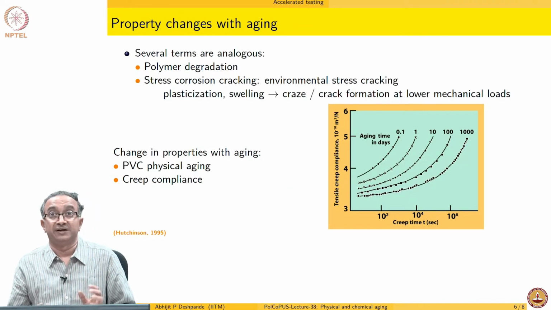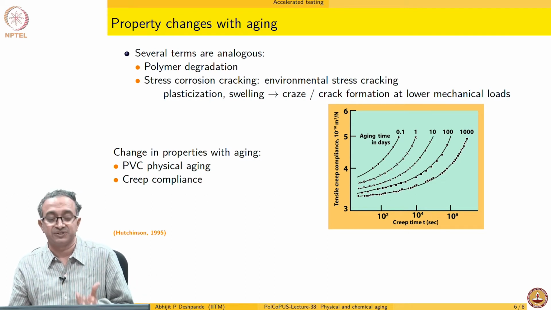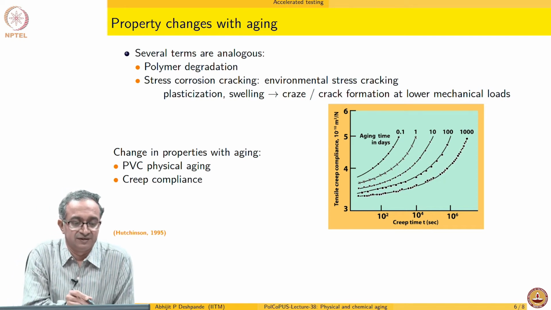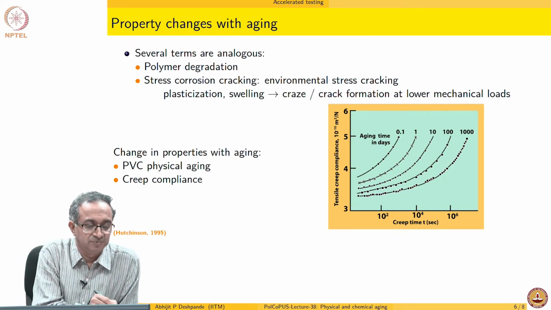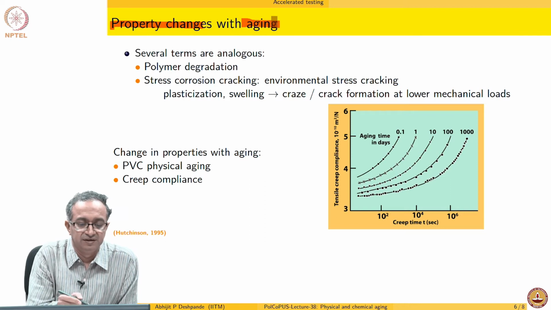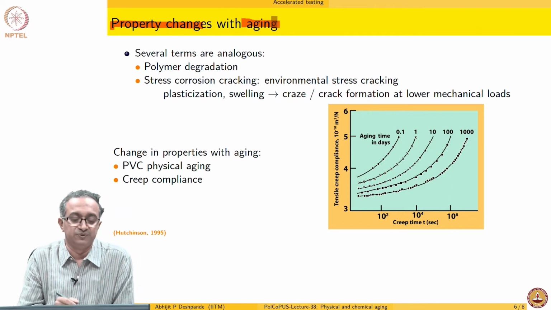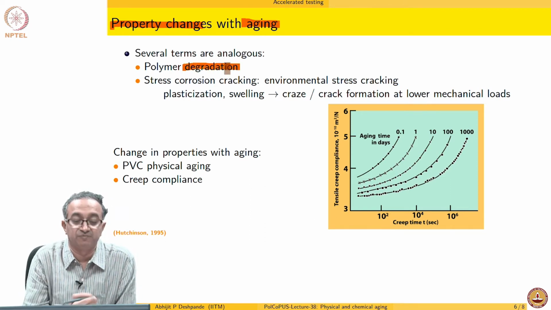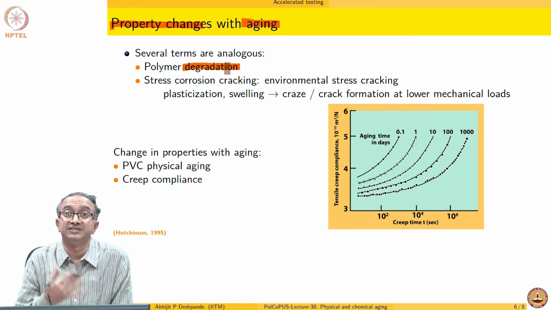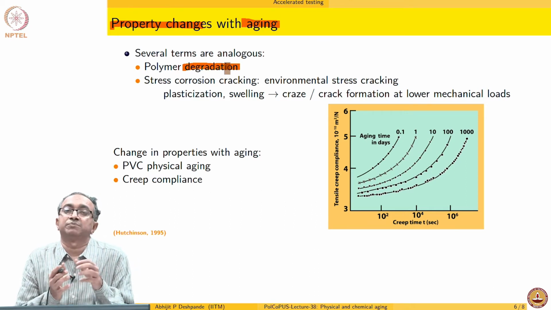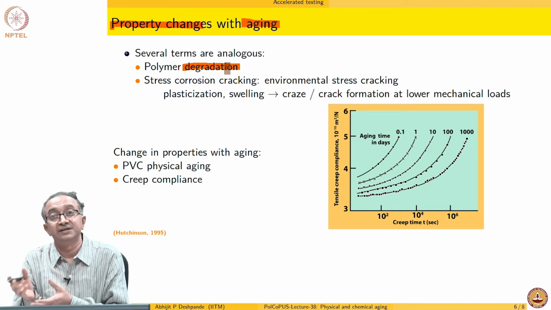So one other important feature of aging is, as we have said, that properties get affected because the underlying microstructure gets affected. And generally, when we discuss the property change with aging, there are several different terms we use. For example, we will say there is degradation of properties in the material. So the polymer is degrading. For example, the modulus of the material may increase or decrease.